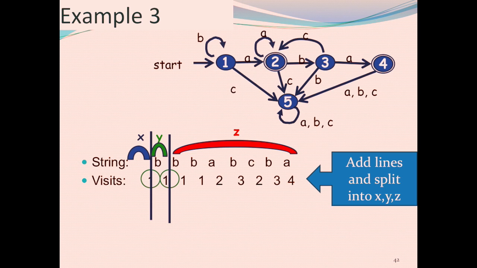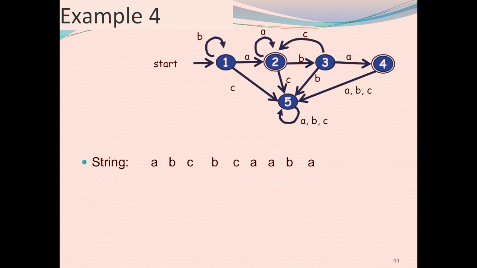Now this gets interesting, right? Because X is actually equal to lambda. Y is a string with just 1 character in it, and Z is fun. Z is B, B, A, B, C, B, A. There you go. All right. Let's do another.